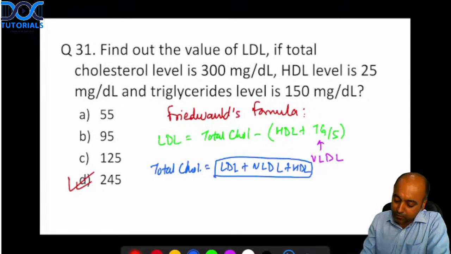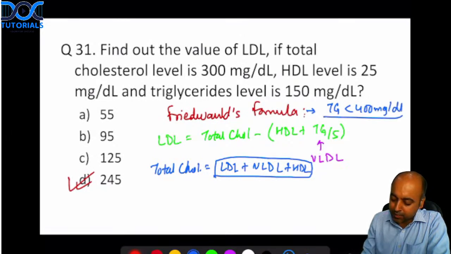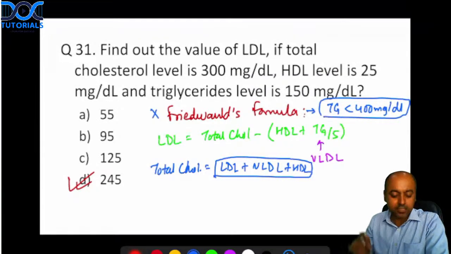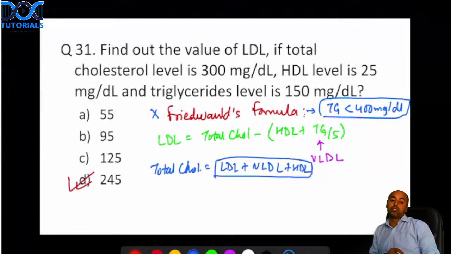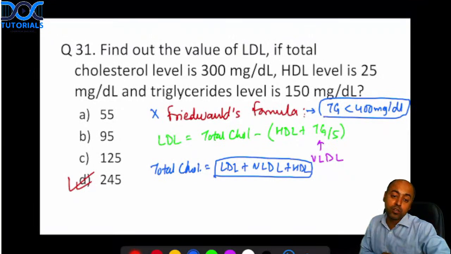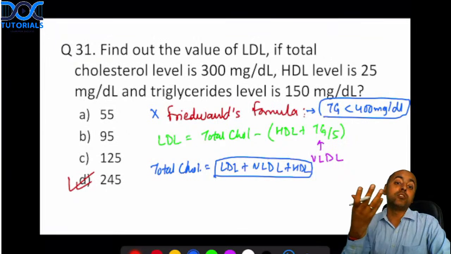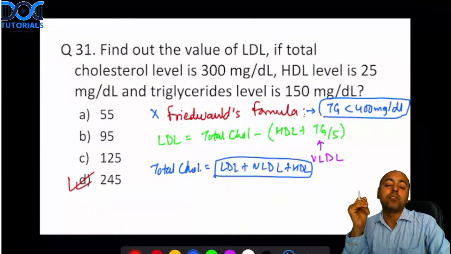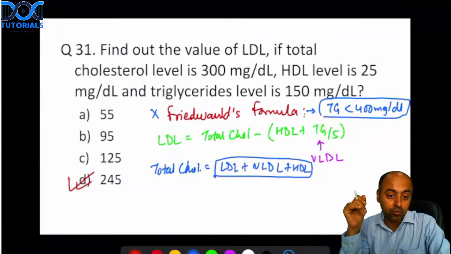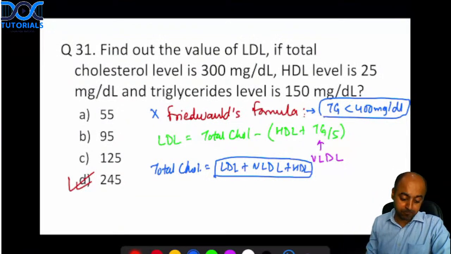Please note that the Friedewald formula has to be used when the value of Tg is less than 400 milligram per deciliter. If the value is more than this, in that case the Friedewald formula will not be used. As long as the value of Tg is less than 400 milligram per deciliter, you can make use of the Friedewald formula. When the value of Tg is more than 400 milligram per deciliter, you cannot make use of the Friedewald's formula.